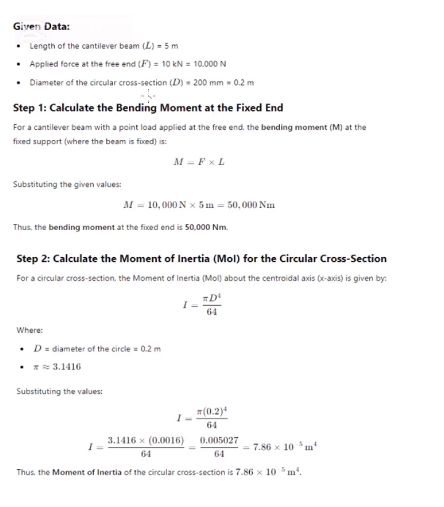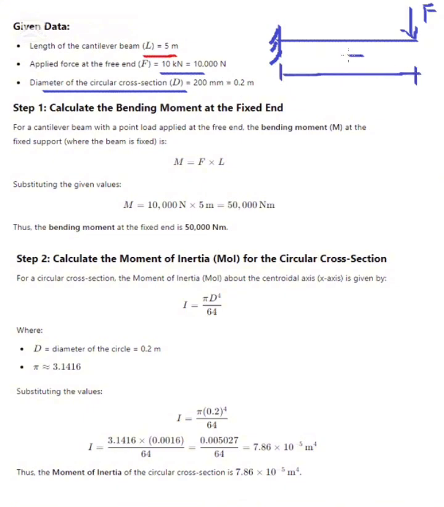Let's see one more example. In this example, same cantilever beam, the length equal to 5 meter, force is 10 kilonewton, but the beam cross section is circular, with a diameter of 200 mm. So this is the beam, same as the previous example. Load F is applied at 5 meter distance from the fixed end, and the load value is 10 kilonewton. But the cross section of the cantilever beam is circular, with 0.2 meter diameter.